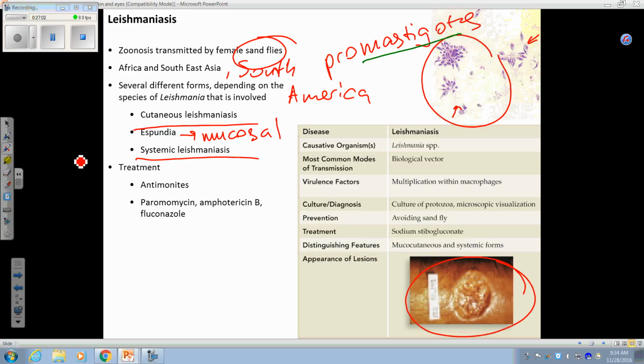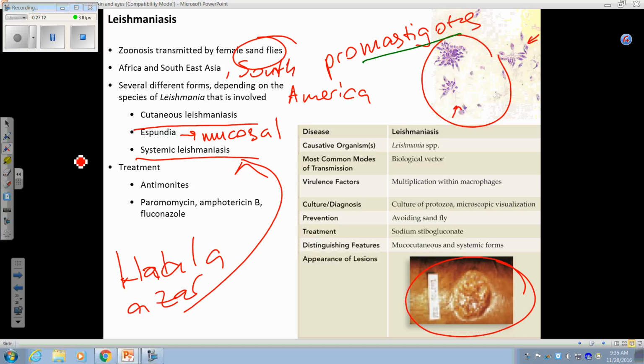Systemic leishmaniasis, which in India is also called Kala Azar. You don't have to know that, just it's something like a black death or something. This is an extremely severe disease which affects virtually all organs and frequently leads to death, very high morbidity and mortality. There are treatments available. We don't have a vaccine against leishmaniasis, but we do have treatments.